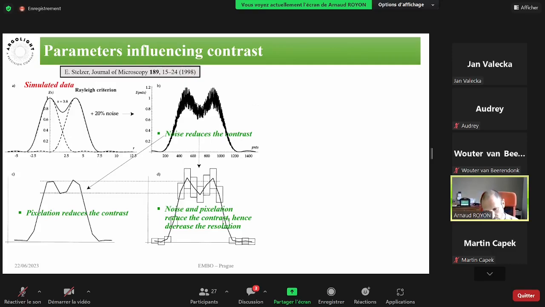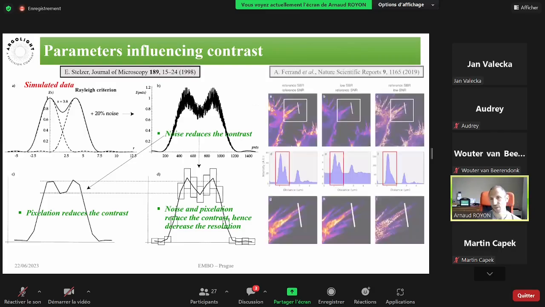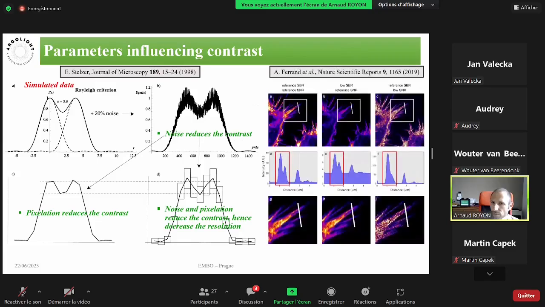I'm not showing the data, but in the same paper, he showed that image dynamic range also has an influence on the contrast. The higher the dynamic range, the higher the contrast. It's clear. In another paper from the University of Basel, Terrand and co-authors qualitatively investigated the influence of SNR and SBR of an image on the resolution.